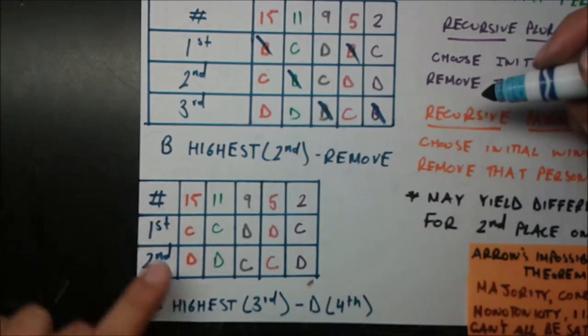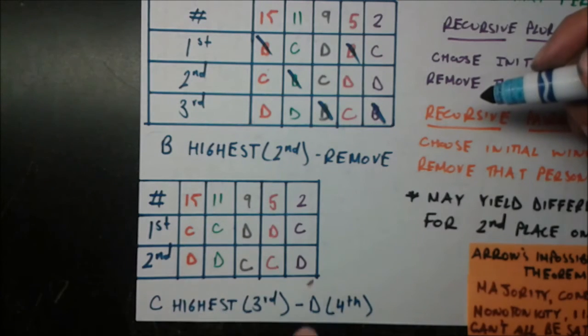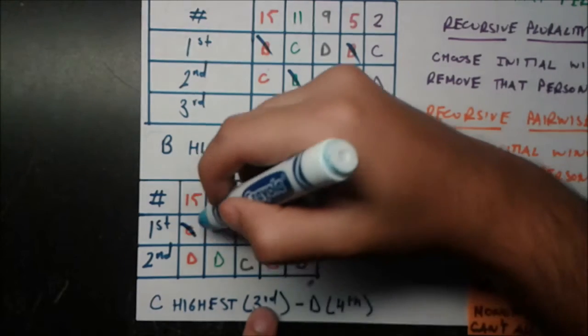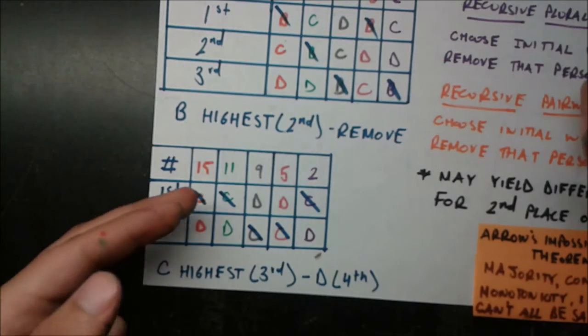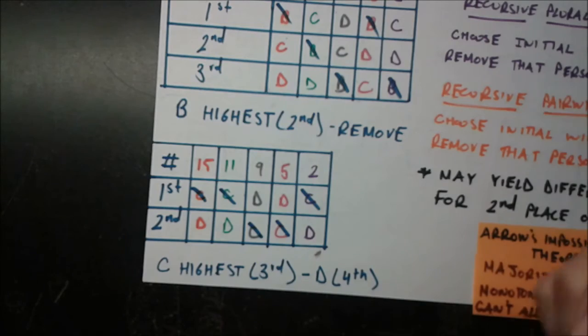Now the output of this is that C wins, because if we add up all the C's points, he's going to get more. So now we cross out all the C's. I mean, you don't really have to do this, but now that we do that, all that's left is D. So that means D gets fourth place.